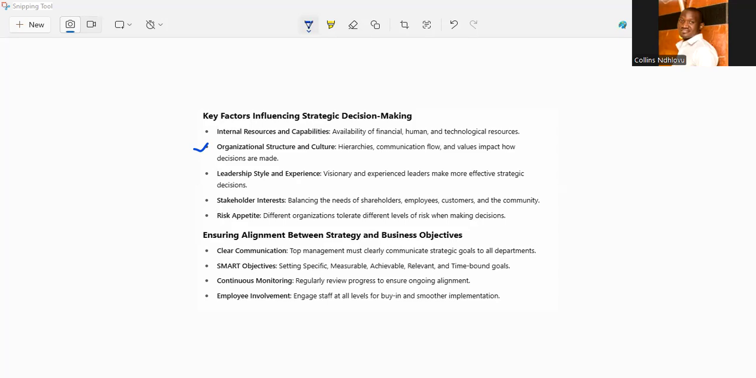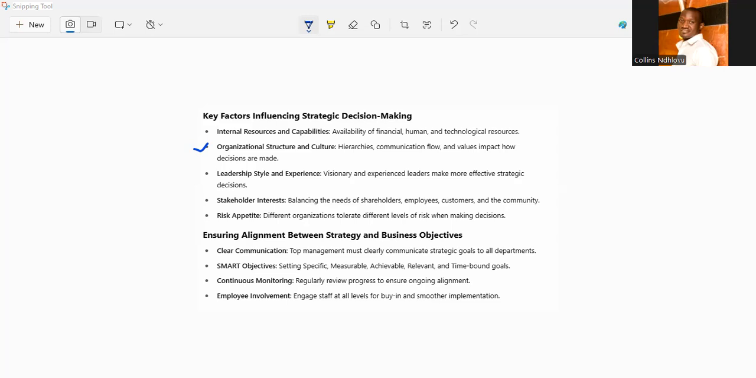The other is leadership style and experience. Leaders play an important role in shaping strategic decisions. A visionary leader with experience in the industry will most likely make bolder decisions than a leader with a more conservative, more risk-averse style. Experienced leaders are typically more adept at recognizing opportunities and making bold moves, whereas those that are less experienced may only rely on their conventional wisdom from school, from their training, and usually avoid risks.